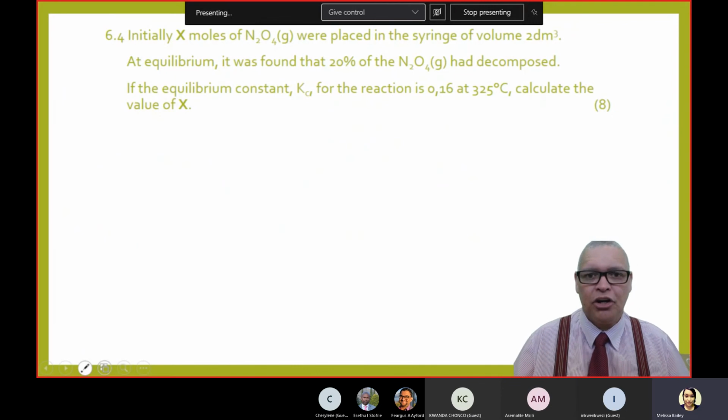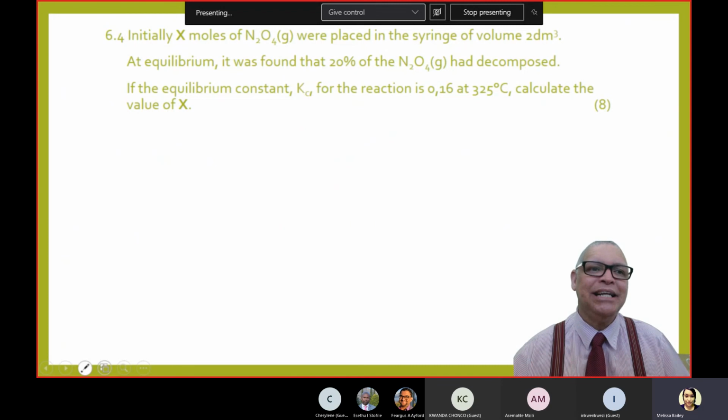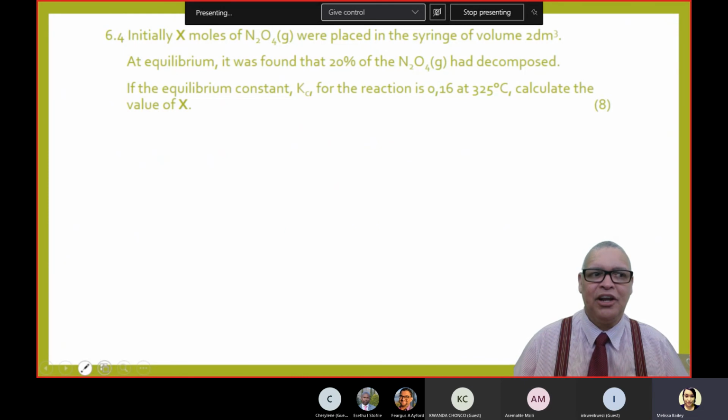Now we're going to conclude our program by looking at this calculation. 6.4. Initially, X moles of dinitrogen tetraoxide were placed in a syringe at a volume of 2 cubic decimeters. At equilibrium, it was found that 20% of the dinitrogen tetraoxide had decomposed. If the equilibrium constant, Kc, for the reaction is 0.16 at 325 degrees Celsius, calculate the value of X.